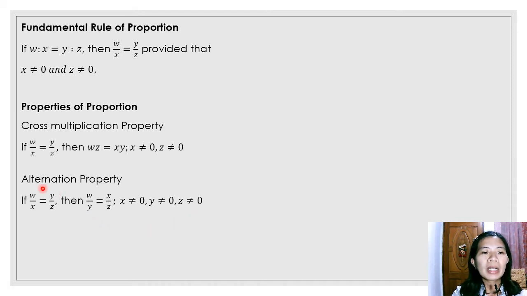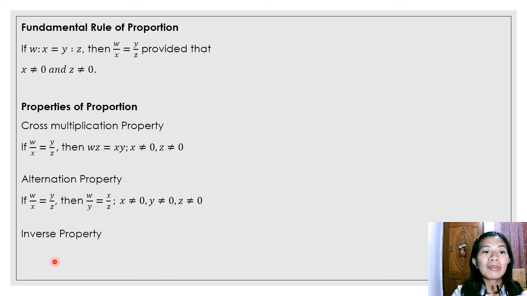When we see alternation, if we notice the denominator here, that is X, it becomes the numerator in the next given. Then we exchange, so it will become W over Y. The numerator Y becomes the denominator of W. So that is alternation.